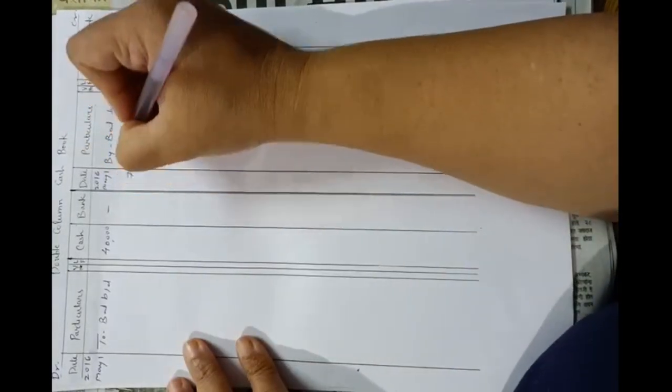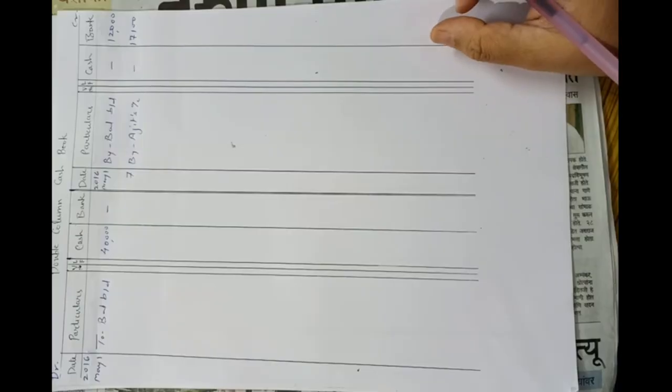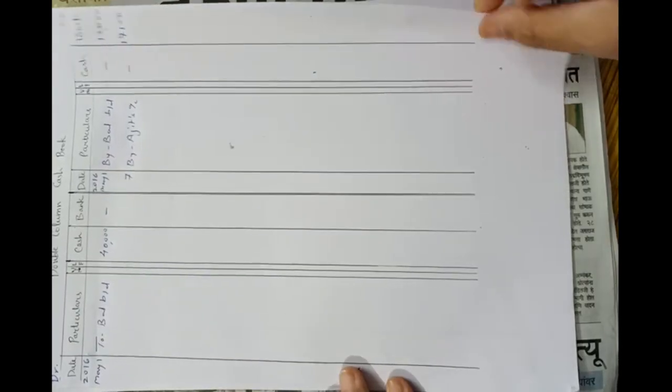So on 7th May, by Ajit's account, amount will be in bank column 17,100, and for the cash discount, that is rupees 900, we have to pass the journal entry in journal proper on 7th May.